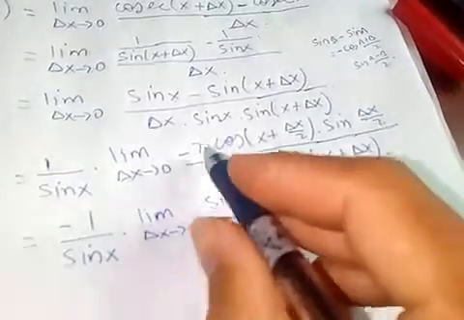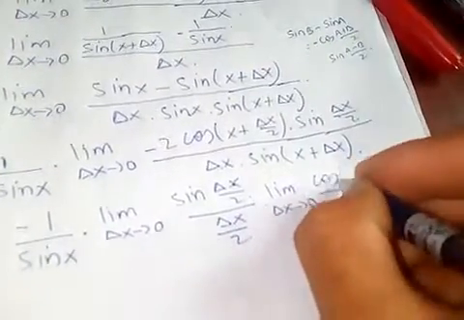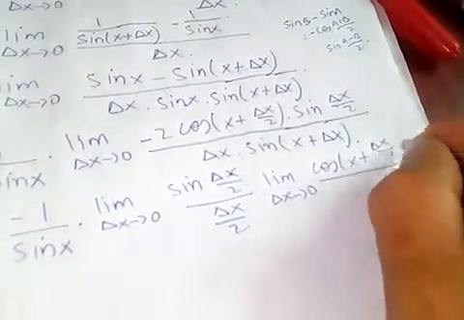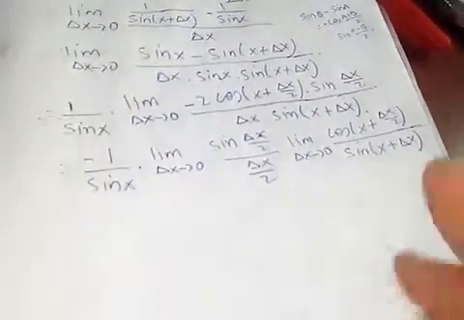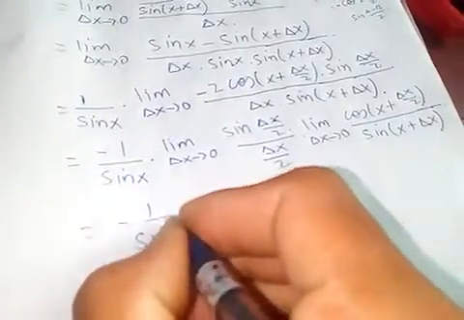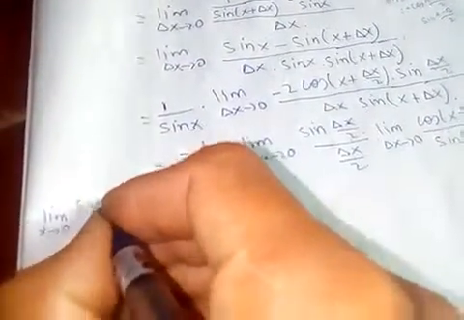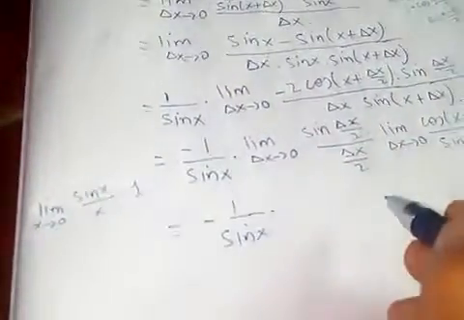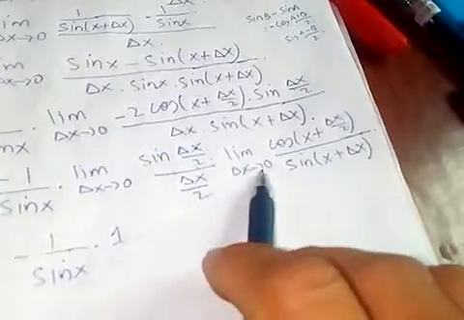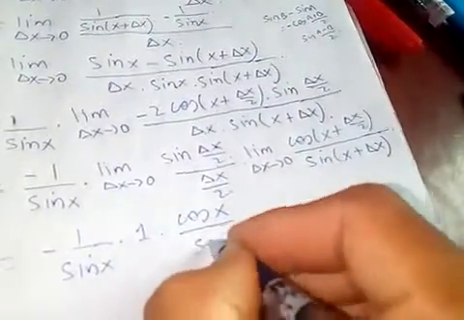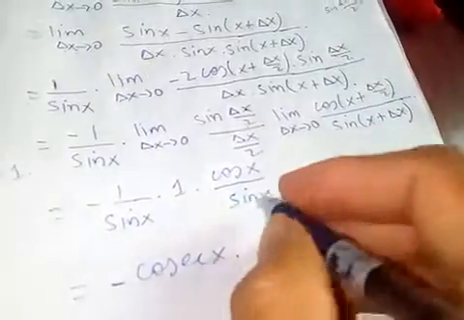This one is here, into limit delta x tends to 0 cos of x plus delta x over 2 over sine of x plus delta x, which is minus 1 over sine of x, and this whole term, limit x tends to 0 sine x over x, is just 1. And if you substitute here delta x tends to 0, you get cos x over sine x, minus 1 over sine x is cosec x, and cos over sine means cot x.